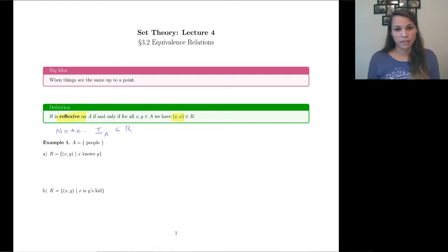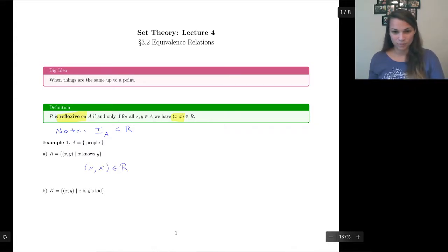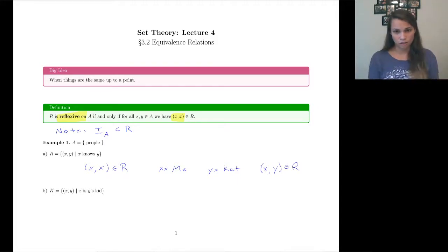So for example, if we were to have a relation on just people in general, one relation would be person X knows person Y. Hopefully you know yourself. So we're going to say that X, comma X is in R, but also, if X is me and Y is my friend Kat, we would also have XY in the relation. So it's not just the identity relation. We still have other stuff in there.